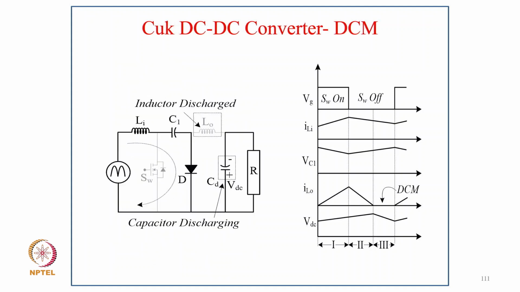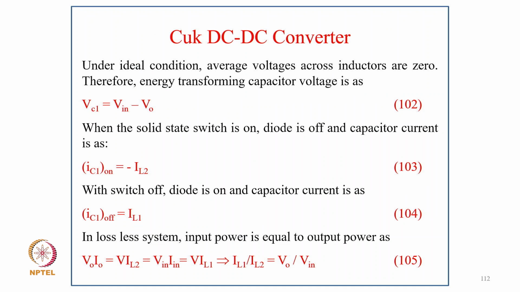In discontinuous conduction, we have a third mode, which is typically the mode when neither of the two diodes is conducting. So here you can clearly see how this opens. Now coming to the Cuk converter analysis under ideal conditions, the average voltage across the inductors is 0.